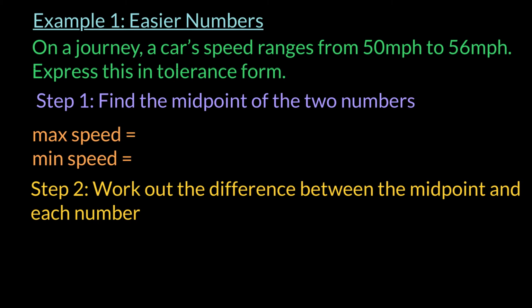The first example that we're going to look at involves numbers that are quite easy to deal with. So example 1 says, on a journey, a car's speed ranges from 50 miles per hour to 56 miles per hour. Express this in tolerance form.